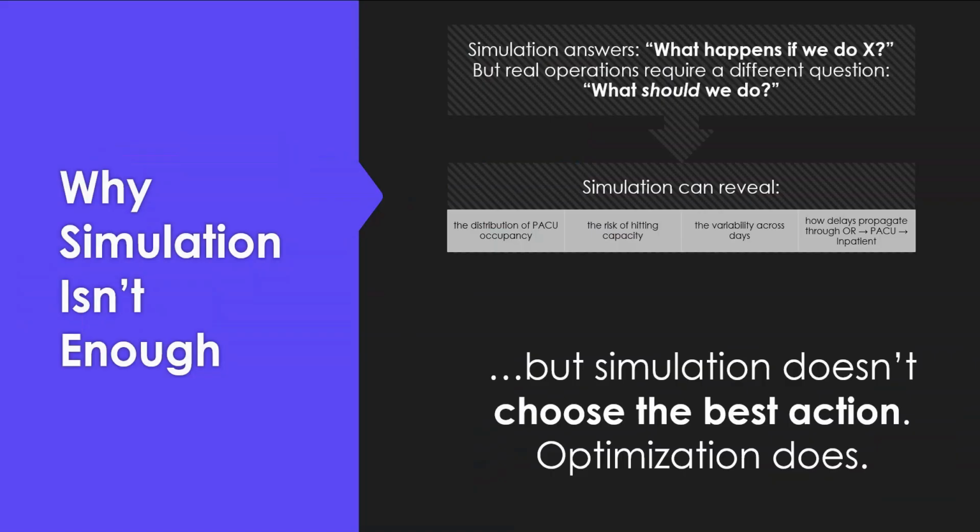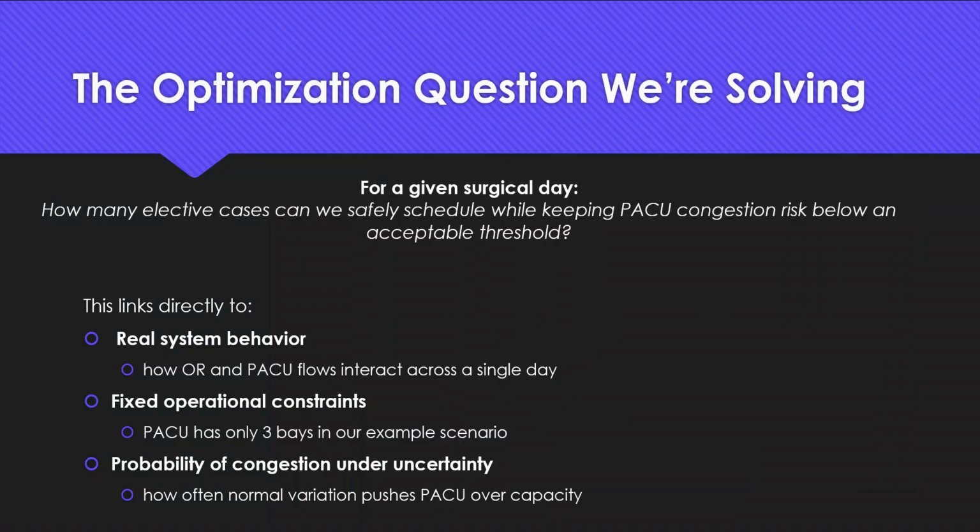We did that and we did a bit of light simulation. But why isn't simulation enough? Because simulation is going to give us the what happens if we do X, okay? Very meaningful and useful for planning and probing different questions about how the system will react. But we're moving on to what should we do, okay? So simulation can reveal distributions of possible PACU occupancy, risk of hitting capacity, variability across the days, how delays propagate out through different sections. But it doesn't choose the best action. We need to set our problem up into an optimization to do something like that.